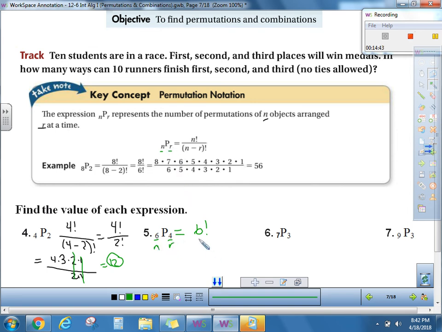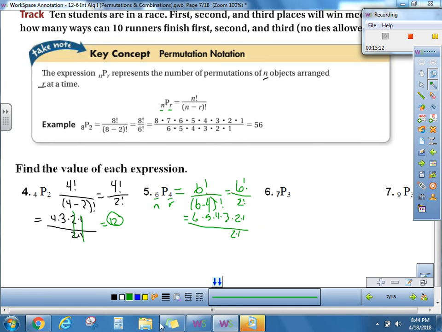So that's 6 factorial divided by 6 minus 4 factorial. So when I simplify that, I have 6 factorial over 2 factorial, because 6 minus 4 is 2, and the factorial is still there. Okay, so I'm going to have 6 times 5 times 4 times 3 times 2 times 1 in the numerator, and 2 times 1 in the denominator.